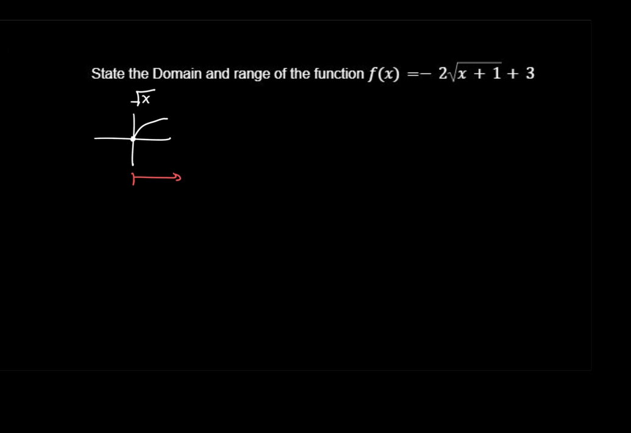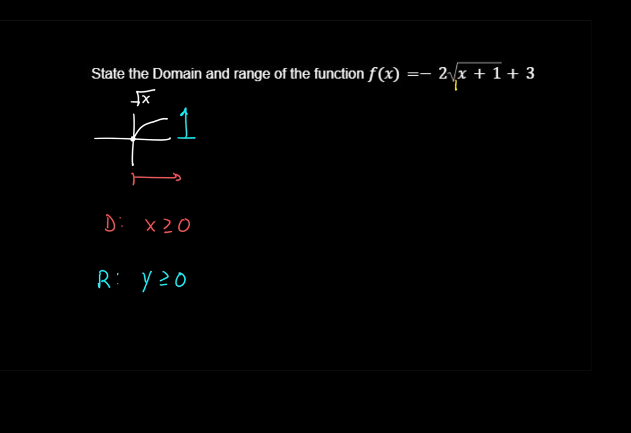So the original parent function's domain is x greater than or equal to 0. Similarly for the range, it starts right here at the y value of 0 and goes upwards, which means we can have the output values starting at 0 and going upwards. In other words, our range is y is greater than or equal to 0. Now we're going to apply transformations to figure out the new domain and range.